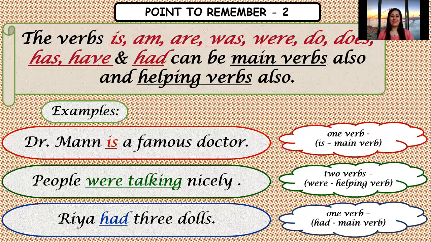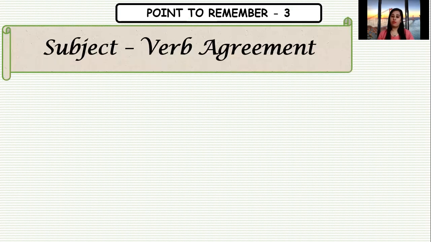Okay? Okay, now next we are moving on to a very important point to remember, and that is subject-verb agreement. What does this mean? This means that the subject and the verb have to be very good friends if you want that your written and spoken English should be very good. Now, how can we ensure that the subject and the verb are friends?